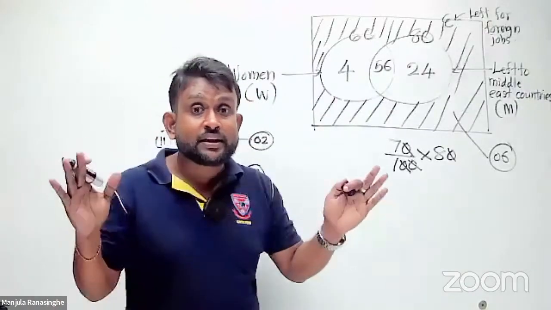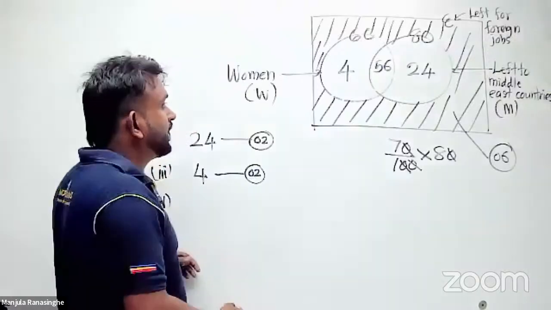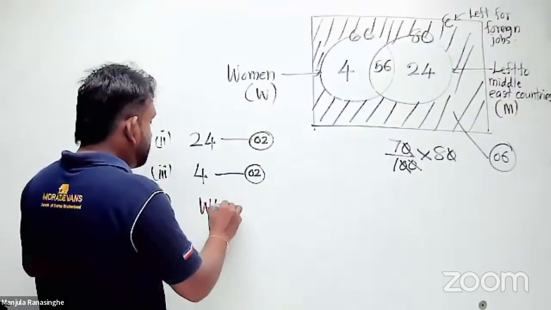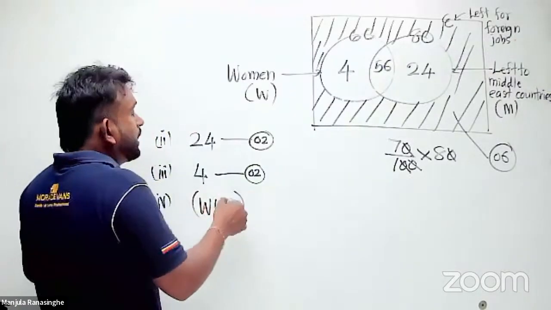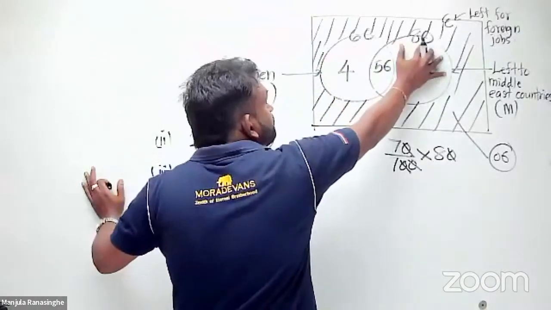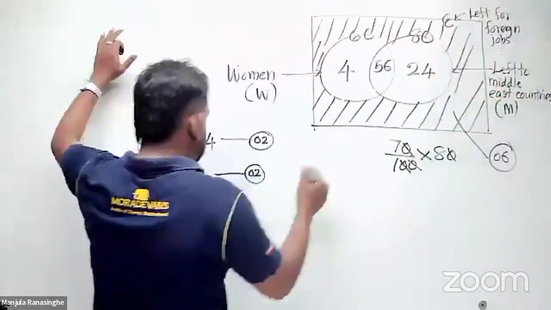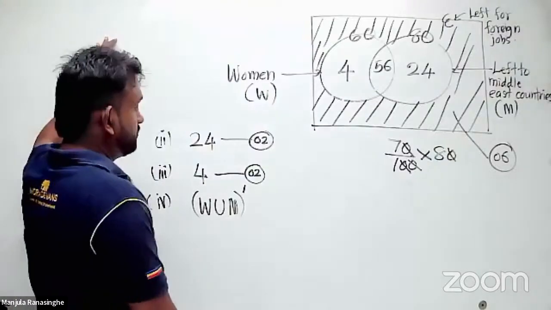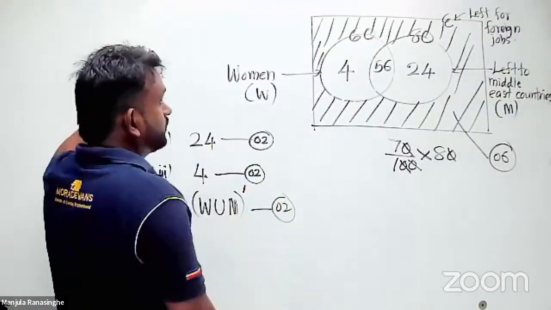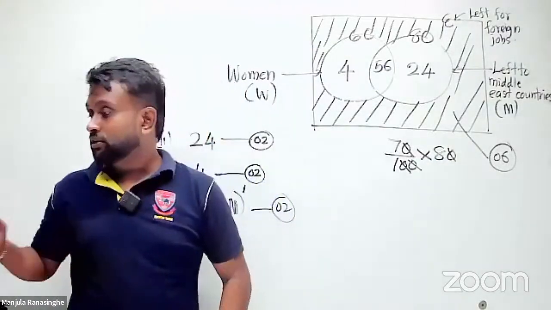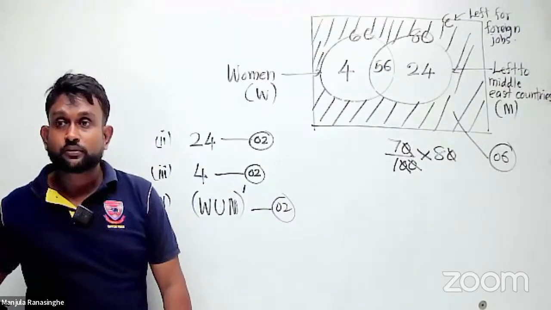And they are asking in set notation. W union M is the sum of this whole set, but we want the region outside it. So that is the set notation. For shading and writing the values, you have 2 marks.